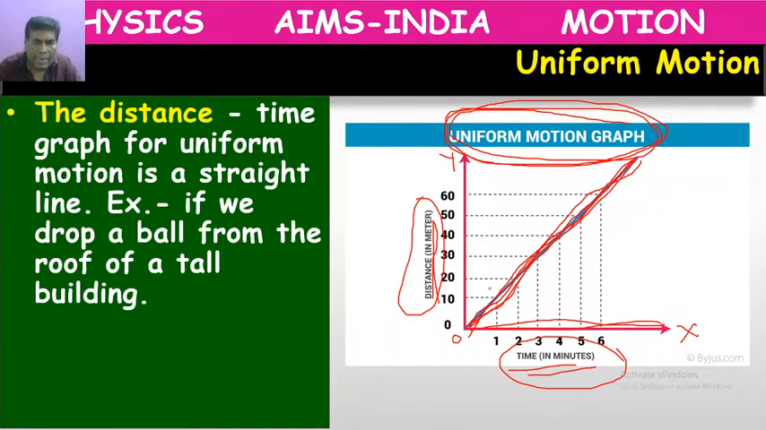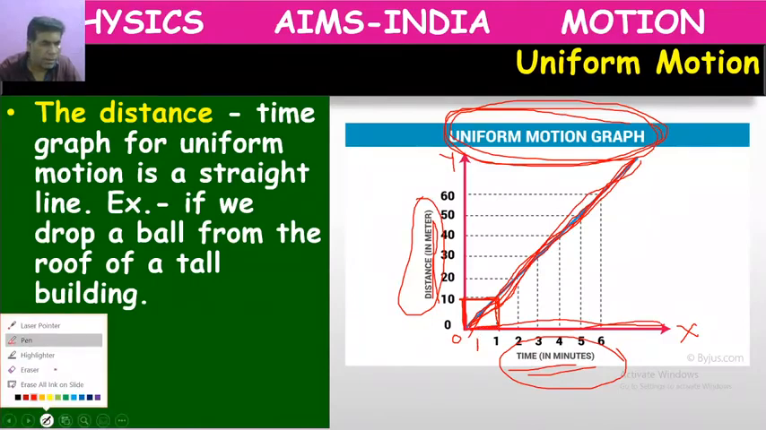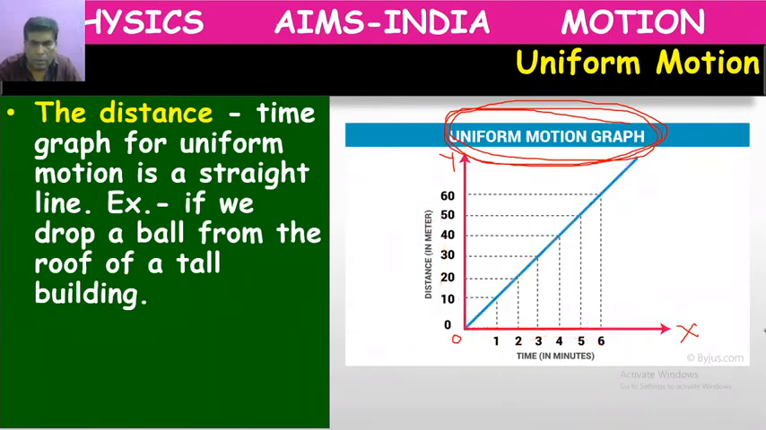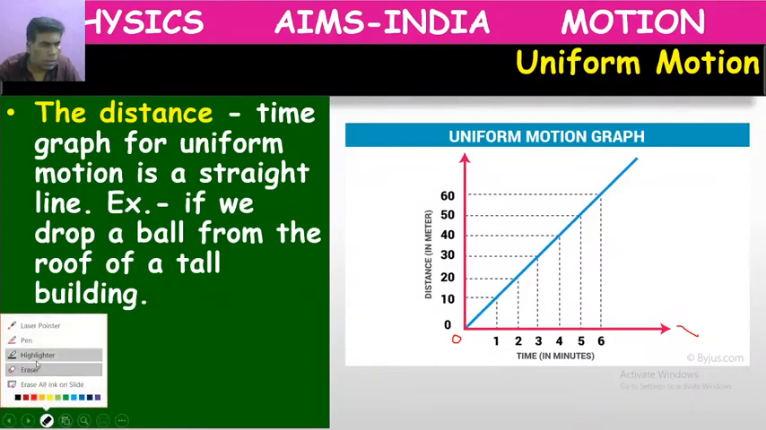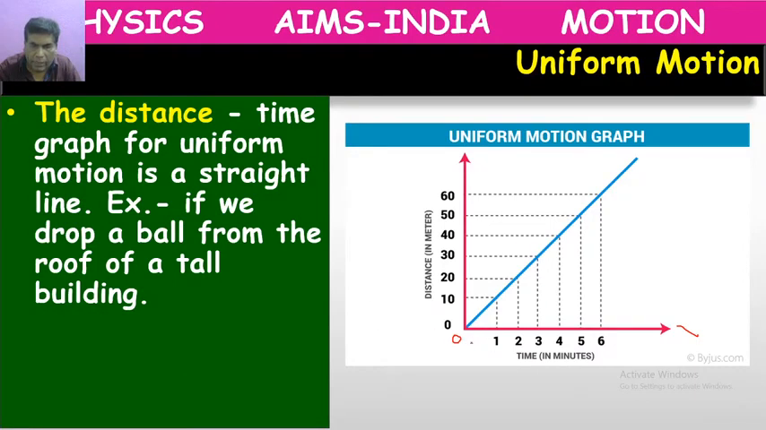On the line, at 1 second time, how much distance has it covered? 10 meters. In how much time? 0 to 1. What is the time interval? 1 second. Let me erase this one. Now observe this graph carefully. 0 to 1, the time interval is 1 second. 0 to 10, the distance is 10 meters. So what do these two lines represent? In 1 second, it has covered 10 meters.